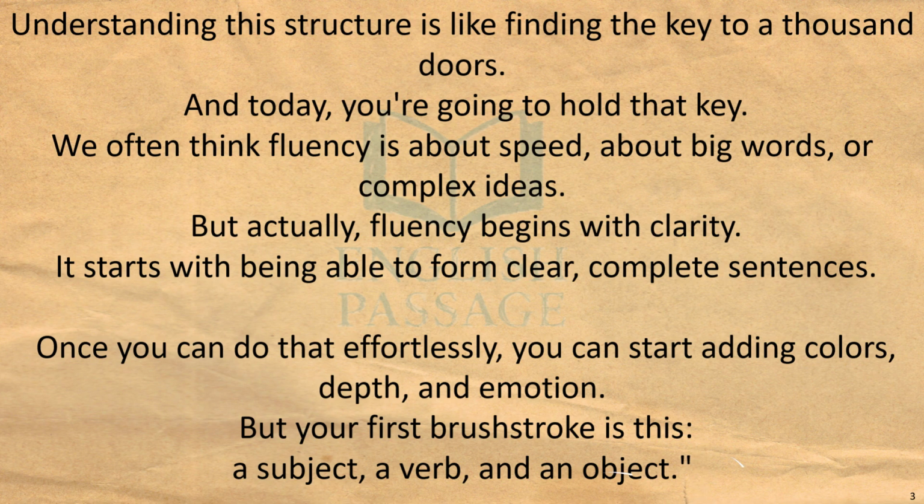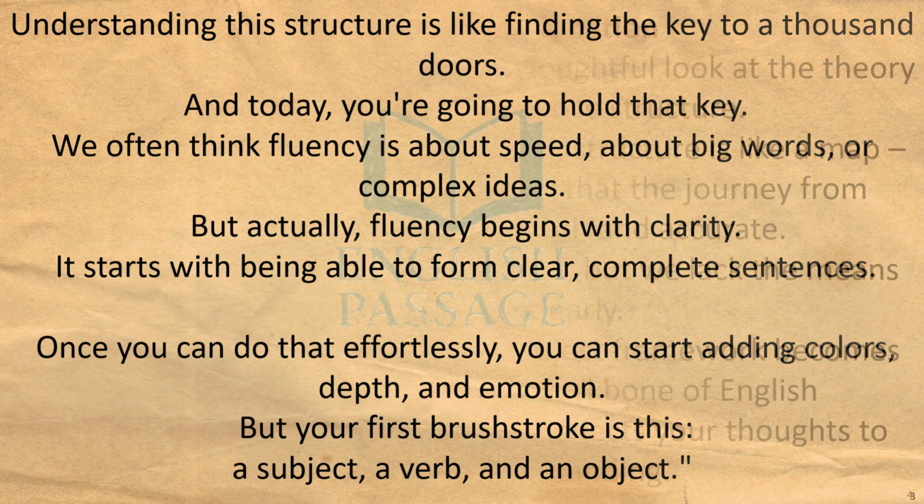We often think fluency is about speed, about big words, or complex ideas. But actually, fluency begins with clarity. It starts with being able to form clear, complete sentences. Once you can do that effortlessly, you can start adding colors, depth, and emotion. But your first brushstroke is this: a subject, a verb, and an object.